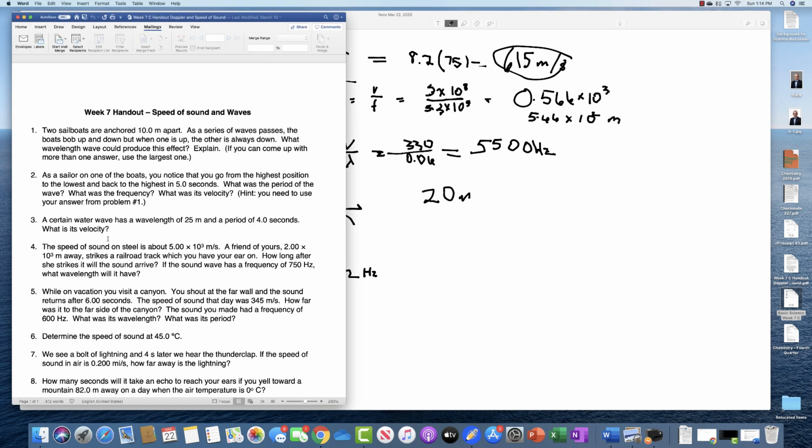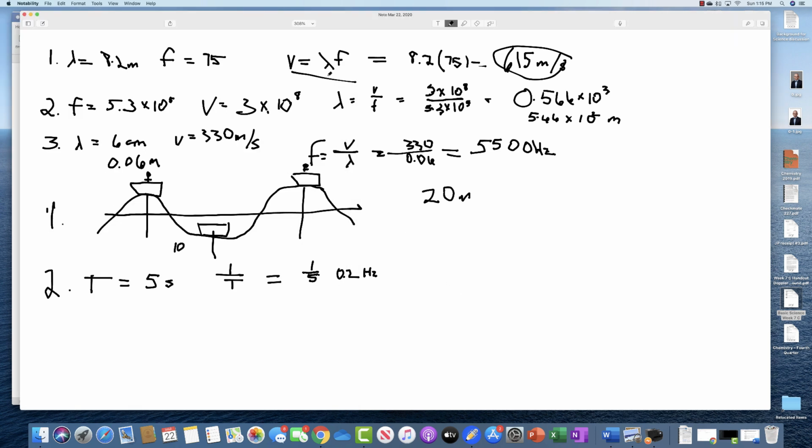The third question, what is the velocity? Remember from up here, the velocity is the wavelength times the frequency. So V is going to be the wavelength, which we've calculated as 20 meters, times the frequency, which is 0.2. And so 20 times 0.2 is 4 meters per second. And that's number 2 on the handout.